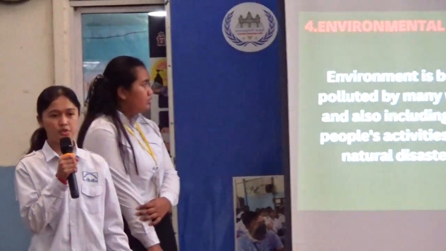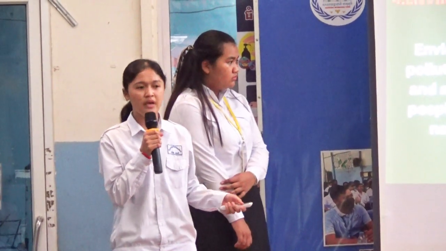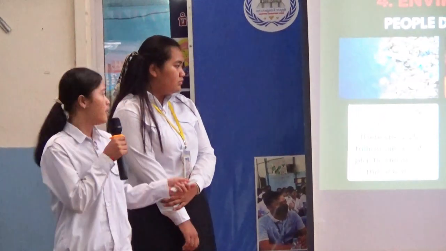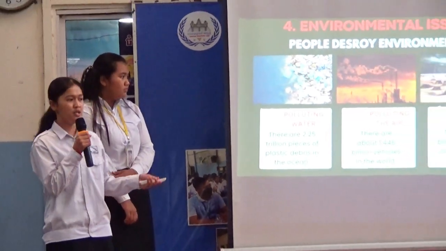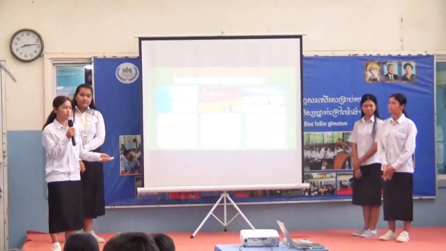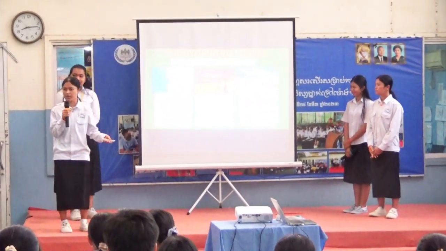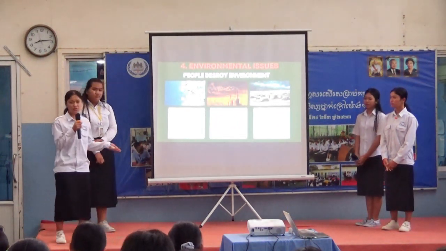For environment issues. In the present situation, the environment is being polluted in many ways, including people's activities and natural disasters. Number 1, people destroy the environment. First, polluting water. Water is very important for animals, plants, and humans. But nowadays, we all see that people like to throw trash into the water, and what will happen? The water will become dirty and we cannot use it anymore.